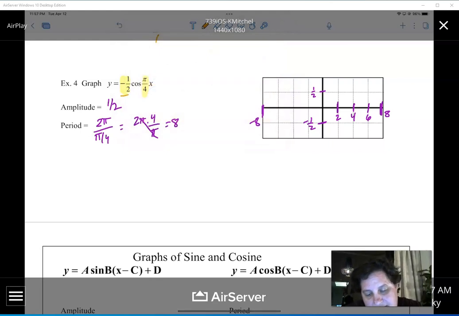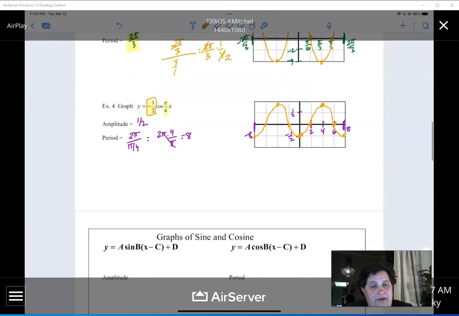Okay. Cosine starts at A, and because A is negative, it's going to start down here. Follow my pattern here. So just as one big loop, de-loop. Same thing on the other side. Okay? Easy money. Am I right? Easy money.